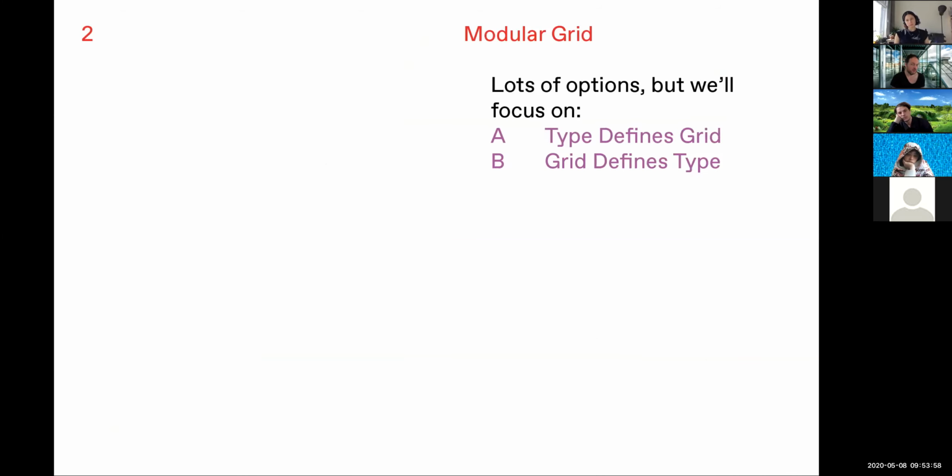So the second, and this is where we'll quickly go into InDesign, is a modular grid. There are a lot of options for how to design this, but we'll focus on how the type defines the grid and how the grid defines the type. Those are 2 different approaches. Both of them are fine and correct, but I think one of them makes a little bit more sense, but that's my personal opinion, because both of them work.